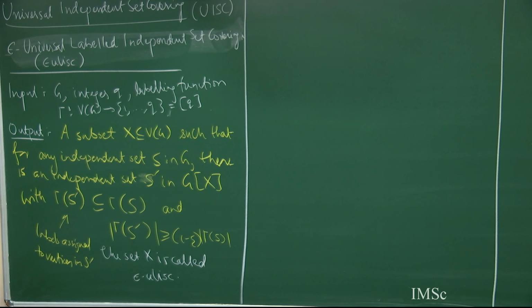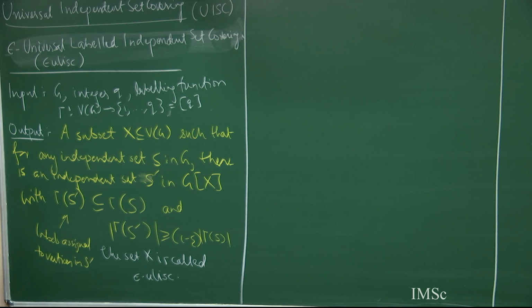Now that is our goal. This is why it is called universal labeled independent sets coupling, meaning in the sense that for every independent set, we will come back to that, output it. That is what we want. Our goal is to output as small a set as possible. So we will come back to that.